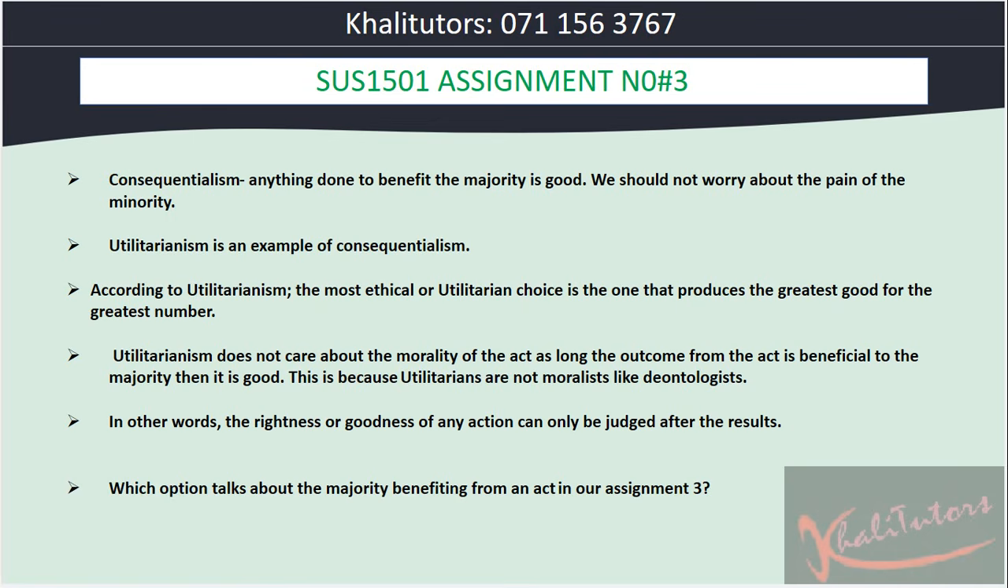One of the broad examples of consequentialism is utilitarianism. According to utilitarianism, the most ethical or utilitarian choice is the one that produces the greatest good for the greater number. Utilitarianism does not care about the morality of an act. As long as the outcome from the act is beneficial to the majority, then it is good. This is because utilitarians are not moralists like deontologists. In other words, the rightness or goodness of an action can only be judged after the results.